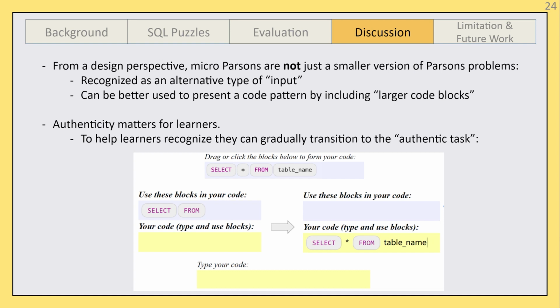When we're designing practice tools for learners, we need to help them recognize that they can gradually transition to the authentic task. For example, in micro-Parsons problems, we can use a mixed input modality to adjust the difficulty, ranging from providing all blocks, to asking learners to use a mix of blocks and typing, and transitioning to typing from scratch.